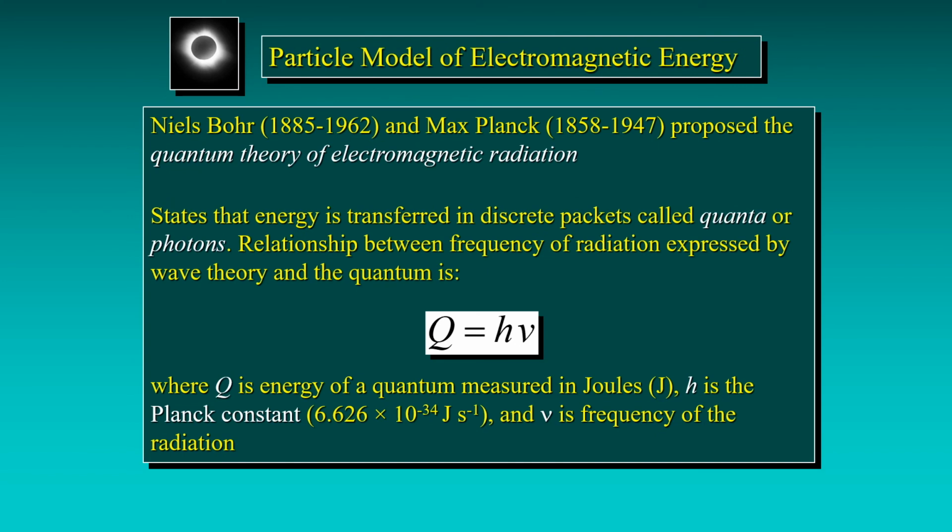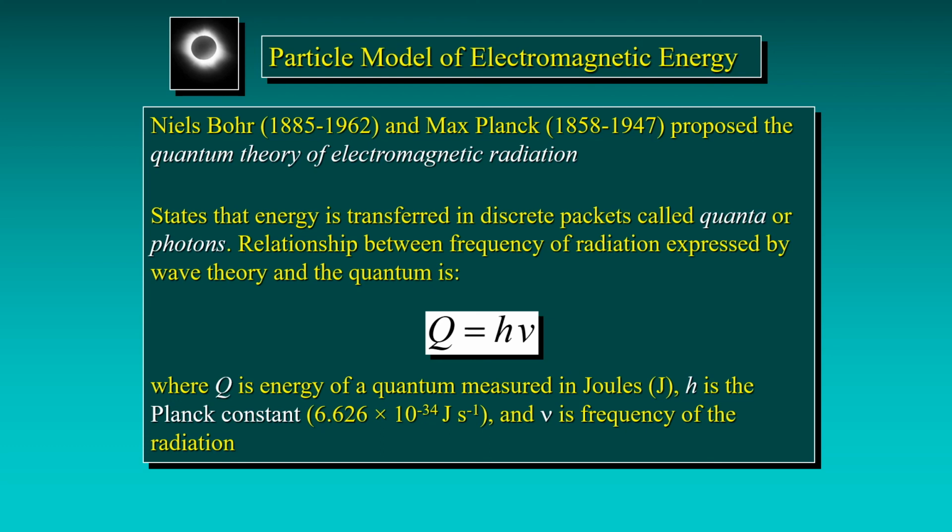So also part of our discussion of the particle model of electromagnetic radiation is the quantum theory of electromagnetic radiation. And this was proposed by Niels Bohr and Max Planck. They recognized the discrete nature of the exchanges of radiant energy that we have. And so what this theory states is that energy is transferred in discrete packets. We refer to those packets of energy as photons, as we discussed, or quanta.